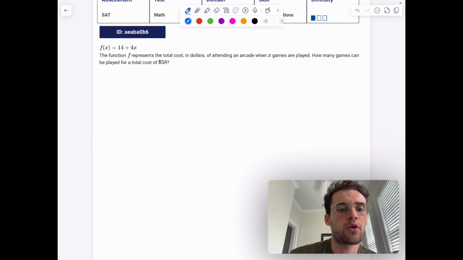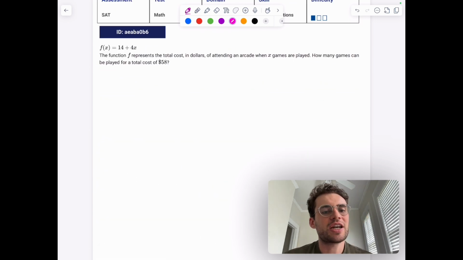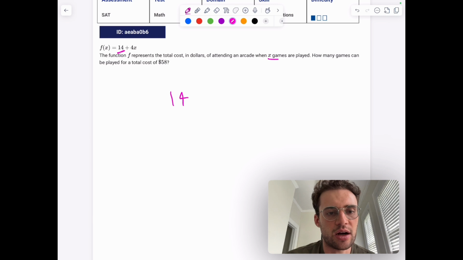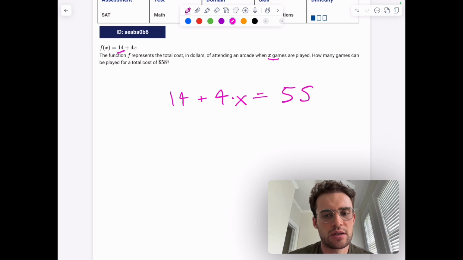F of x equals 14 plus 4x. The function f represents the total cost in dollars of attending an arcade when x games are played. How many games can be played for a total cost of $58? 14 must be like the entry fee to get into the arcade, and then it's $4 per game because it's 4 times the number of games, and that would have to be equal to 58.